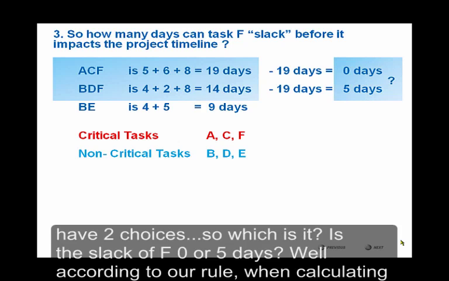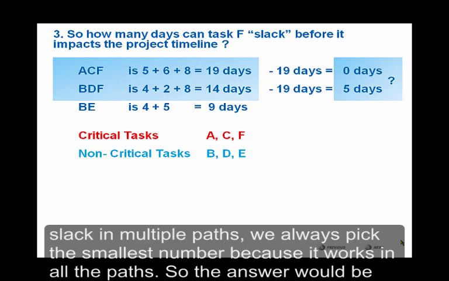So which is it? Is the slack of F 0 or 5 days? Well, according to our rule, when calculating slack in multiple paths, we always pick the smallest number because it works in all the paths. So the answer would be 0.